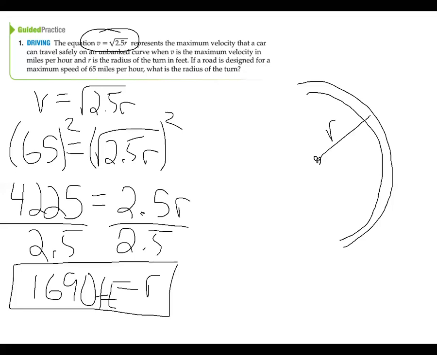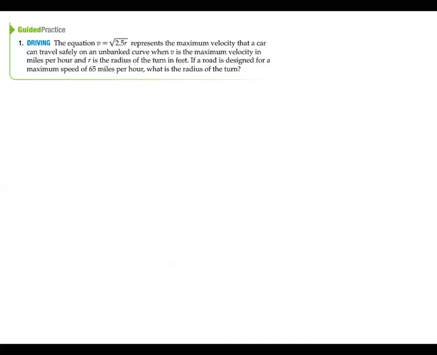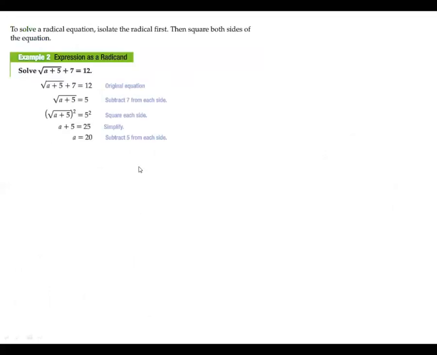So you might think, wow, 1,690 feet is a big radius. Yes, and if you think about it, 65 miles an hour is pretty fast. So if you're going around a bend at 65 miles per hour, it better not be too sharp of a turn, or your car might flip over. You might not be able to take the curve and go off the road. All right? So to solve a radical equation, isolate the radical first, then square both sides.